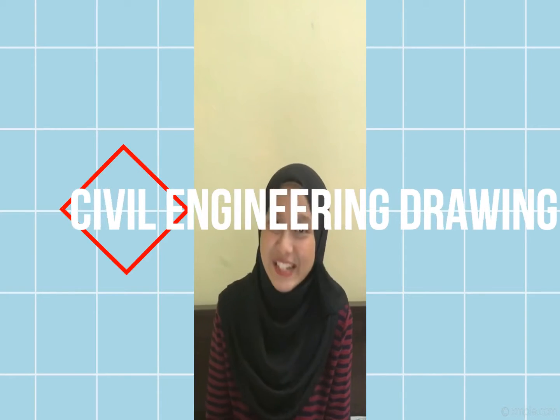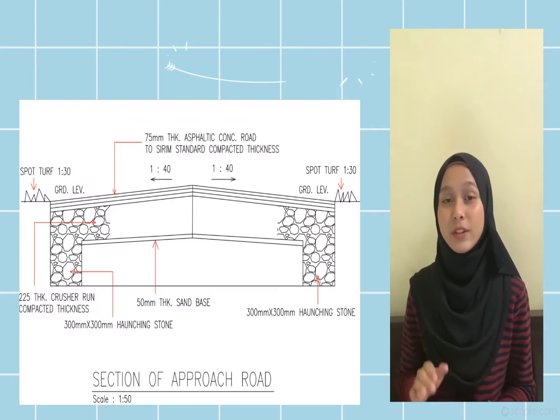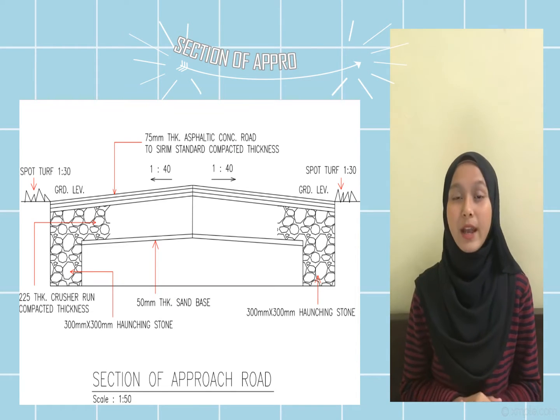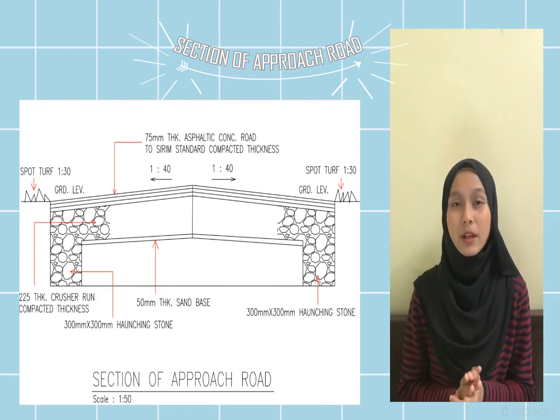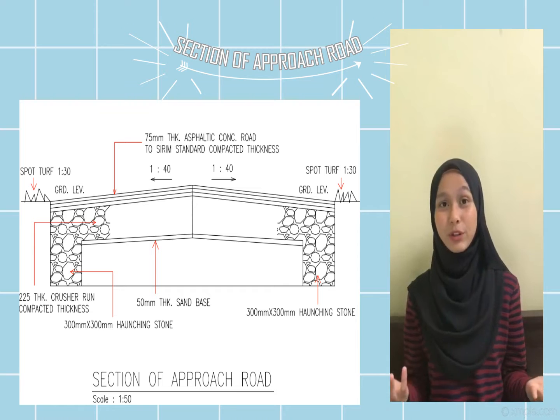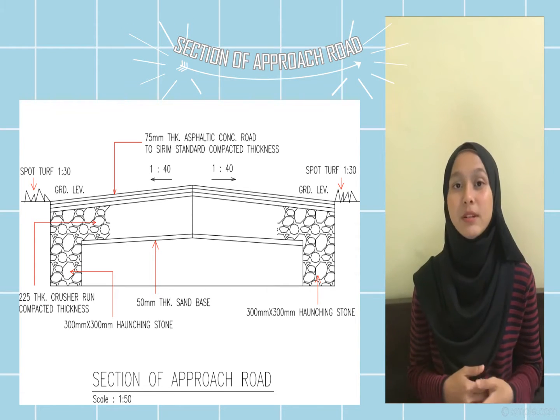Lastly, civil engineering drawing is also known as infrastructure drawing. Okay, it is a type of technical drawing that shows information about grading, landscaping, plumbing, and the road. For the civil engineering drawing, as the infrastructure, I chose the section of approach road. What is meant by approach road? Approach road is a road that is leading to the bridge structure.